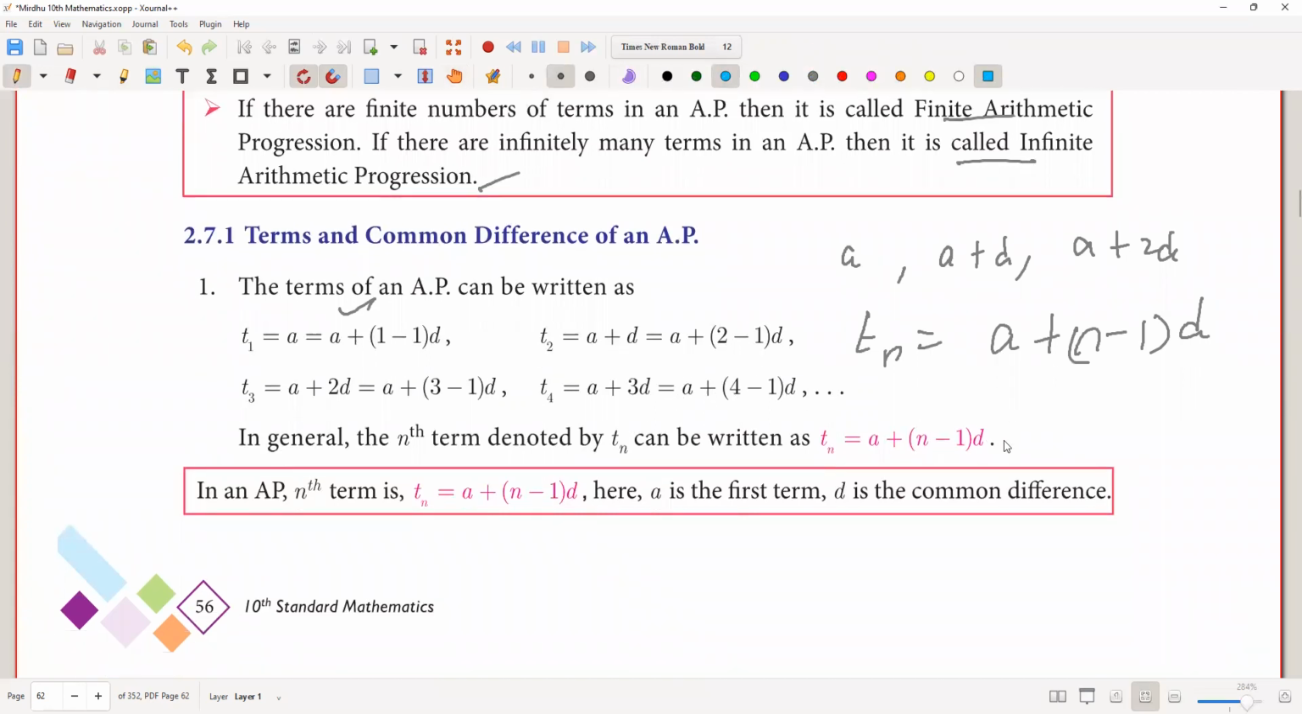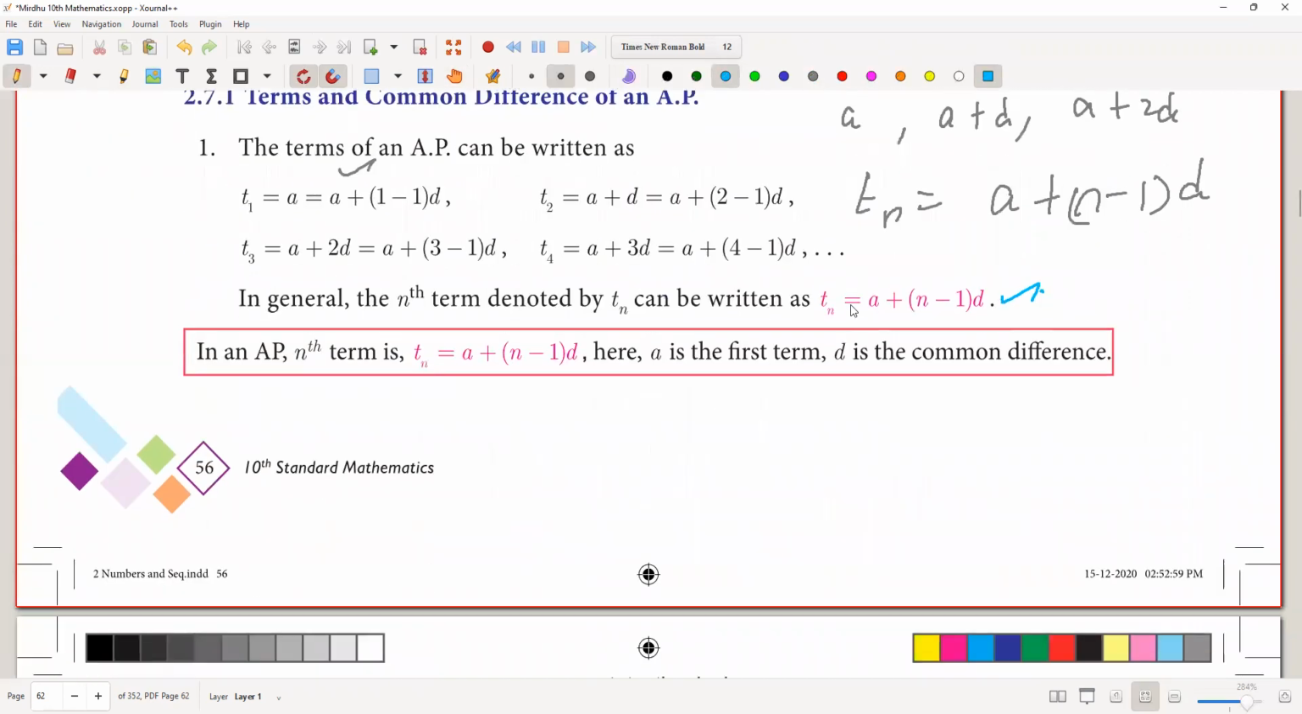So that is the format. Here there are variables: Tn is there, A is there, N is there, D is there. Four variables are there, and you will be provided with three. They would ask you to find the other one. They may give the last term, or they may give the first term and the common difference and ask for N.